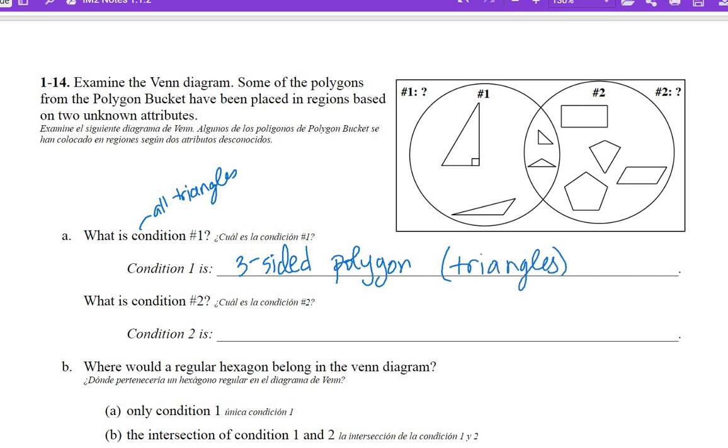What about condition 2? Well, okay, I think I see it. I think for condition 2, it's that all of these have at least one pair of congruent sides.